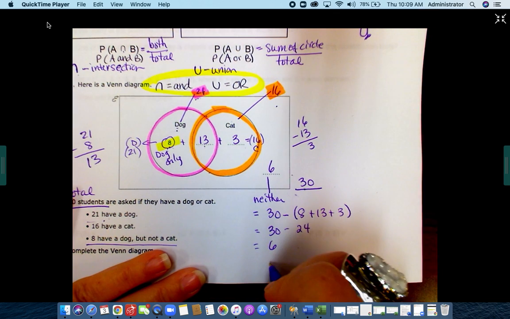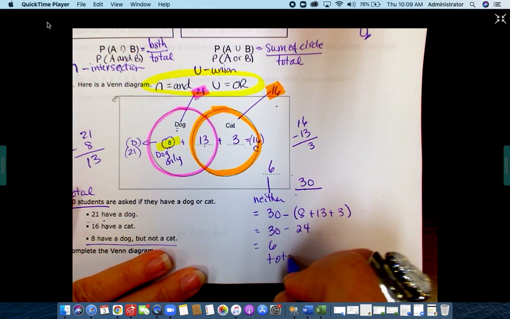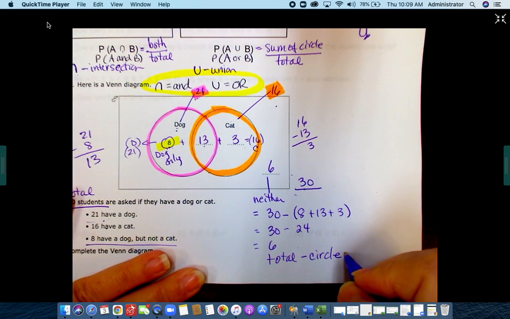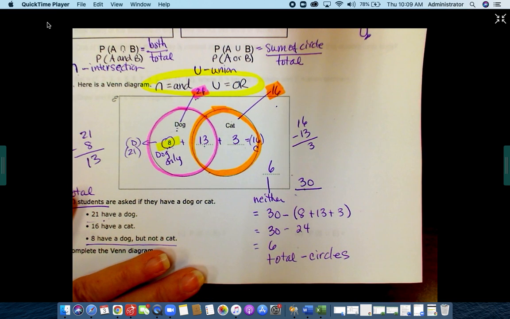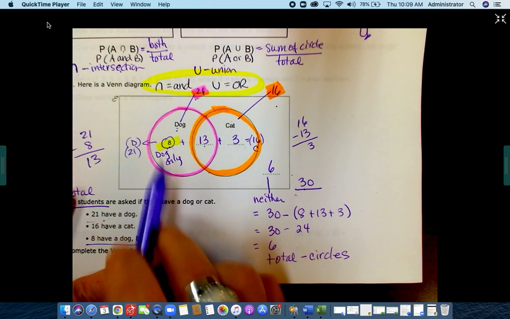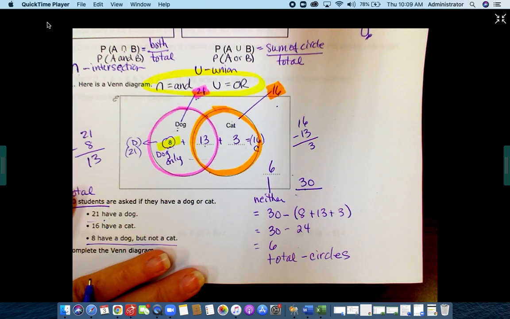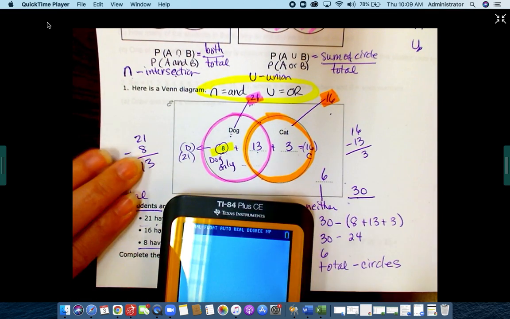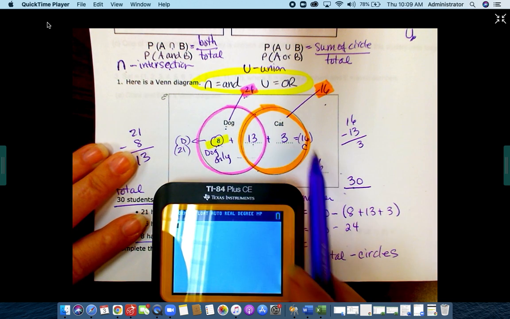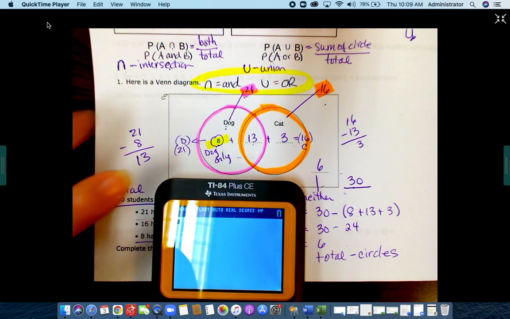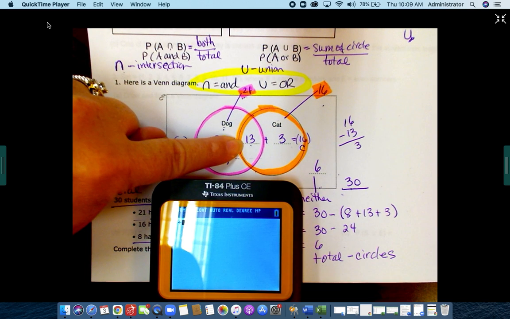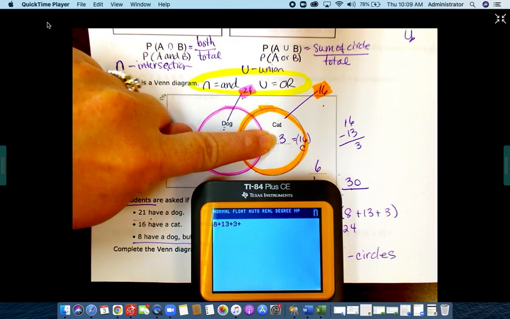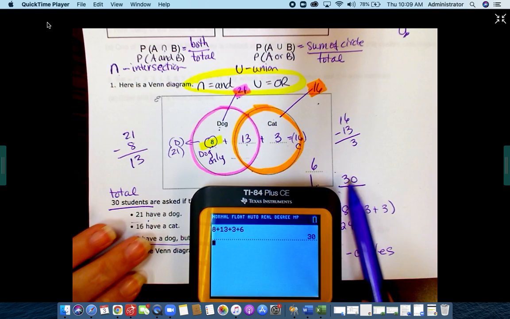Okay? So again, your neither is going to be your total, subtract whatever the numbers are in the circles. Okay, your total minus whatever numbers are in the circles. All right, so let's see if it makes sense. If all these numbers are done correctly, watch what will happen. They will all add up to 30. So let's do that. That's a great way to check. 8 plus 13 plus 3 plus my 6 down here should always add up to my 30.